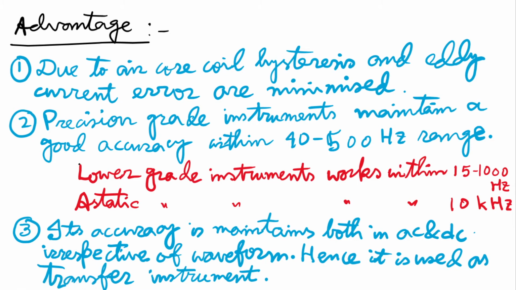Now the accuracy of electrodynamometer type instruments is maintained both in AC and DC irrespective of the waveform. That's why it is used as a transfer instrument. Transfer instrument means the same calibration is valid for AC waveform as well as DC waveform. So whenever you are changing your instrument use from AC to DC, you need not calibrate it again.